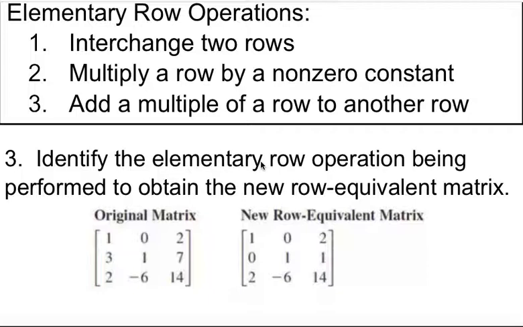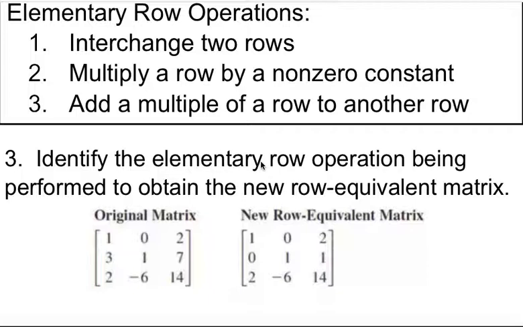Elementary row operations: you are allowed to interchange two rows, so just have two rows switch places. You can multiply a row by a non-zero constant, so if you want to multiply the whole row by 2, you're allowed to do that. And the third one is you can add a multiple of a row to another row. Think like elimination, kind of like that process. So sometimes these are just easier to see.